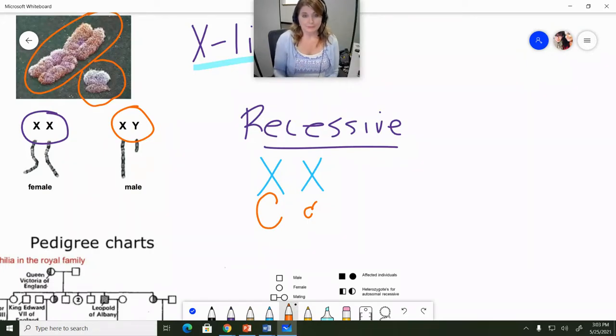Well, this particular female here, she has the allele for hemophilia, but since she has the normal one, it doesn't matter. She's still going to have normal blood clotting, even though she has the allele for hemophilia. It's being masked by the dominant allele. We call this female here a carrier.